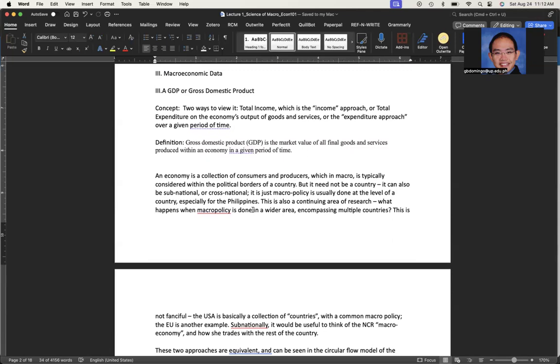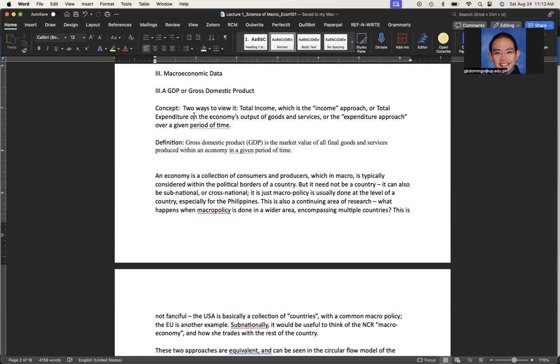All right, so now let's go to GDP, our first macro statistic. The Philippines has a very similar approach to GDP, except for some very important differences. Okay, so first, let's again revisit the concept. There are two ways to view it, either total income or total expenditure, right? And I invite you to think again about the circular flow diagram, right? Where money is flowing in one direction and it's also flowing in the other direction. So that's why it's a circular flow.